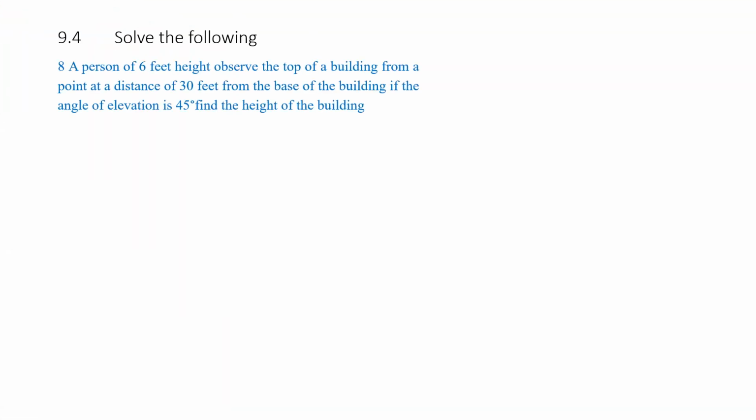Problem 8. A person of 6 feet height observes the top of a building from a point at a distance of 30 feet from the base of the building. If the angle of elevation is 45 degrees, find the height of the building. Please see, the height of the person is 6 feet. Here, this 6 feet is the height of the person. He is standing 30 feet away from the base of the building. This is the building. If the angle of elevation here is 45 degrees, that is, angle B is equal to 45 degrees, find the height of the building.